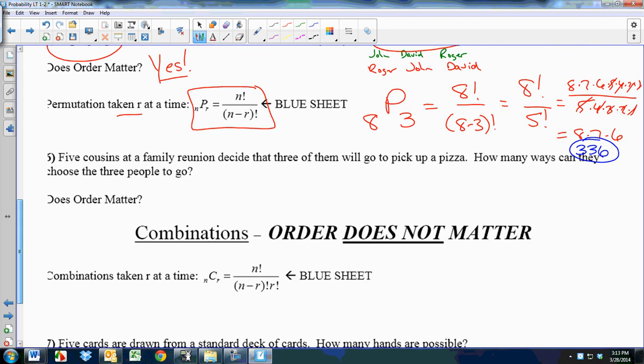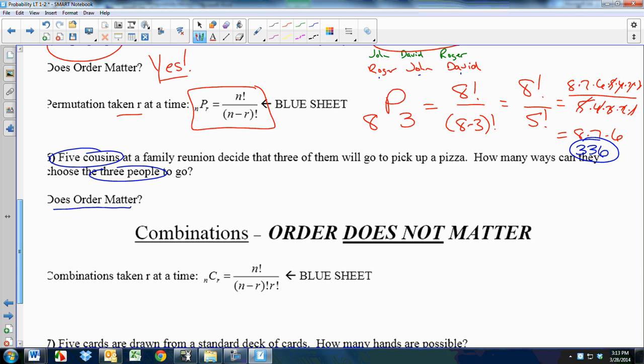Number 6, moving on. I want to wrap the video up for you. 5 cousins at a family reunion decide that 3 of them will go pick up a pizza. How many ways can they choose 3 people to go? 5 cousins, 3 people. Does order matter? All right, again, I'm going to pick John, David, and Roger. I'm going to pretend they're cousins. Then I'm going to pick the same people in a different order. Roger, John, David.